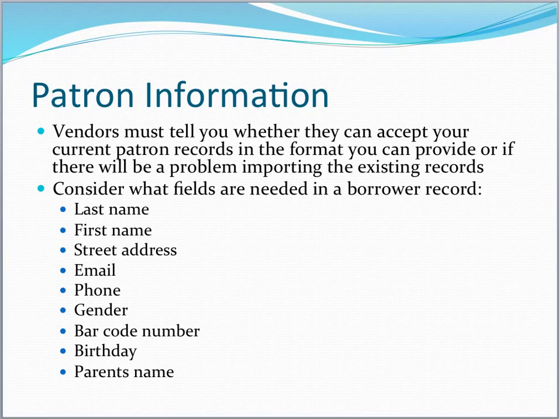These are an example of some of the fields that need to be migrated: last name, first name, street address, email, phone, gender, barcode number, birthday, parent's name, and you can have others too, such as driver's license, proof of residence, etc.